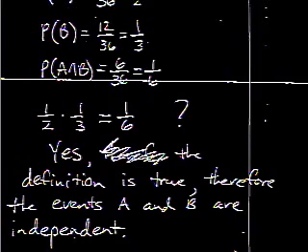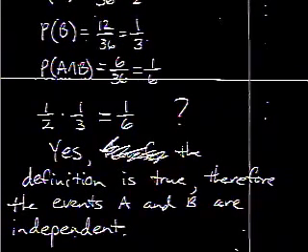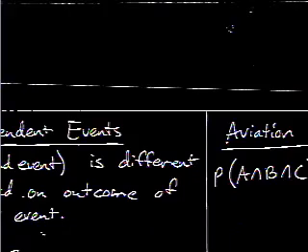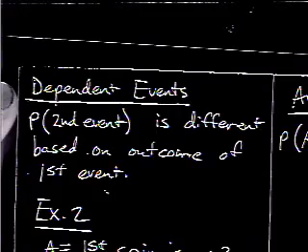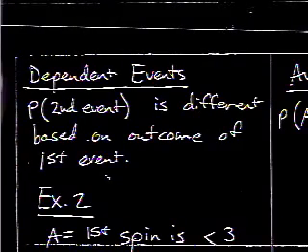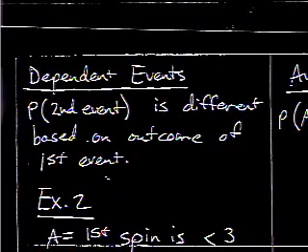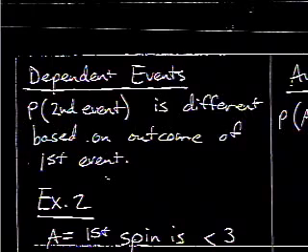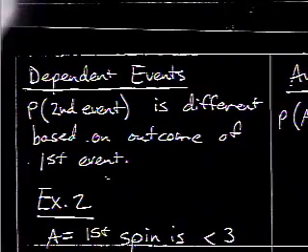So, definitely, from looking at the individual parts separately, we can show that the product is equal to the intersection. Well, that's not necessarily going to be true. In the second example here, we're talking about dependent events. That's when the probability of the second event is different based on the outcome of the first event. So if the probability changes from one event to the next, then they are dependent events.